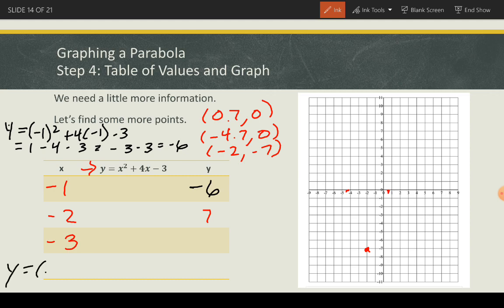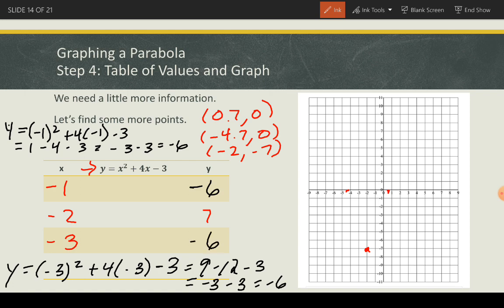So we'll have negative 3 squared plus 4 times negative 3 minus 3. And this is 9 minus 12 minus 3. And this is equal to negative 3 minus 3, which equals negative 6. Okay. So what you should notice is that those y values are the same. Negative 6 and negative 6 on either side of our vertex here in the middle. Okay, which is usually what will happen.